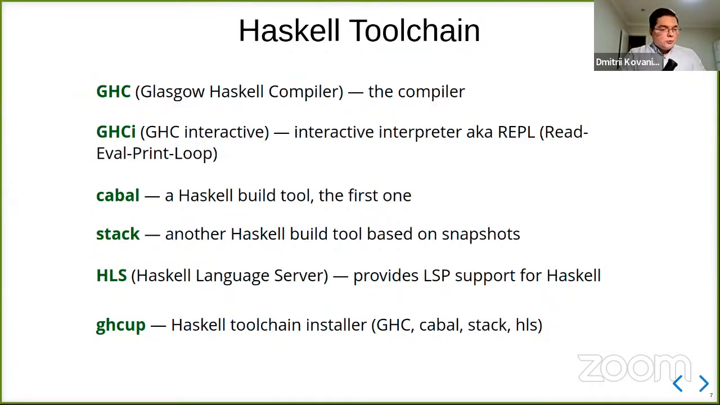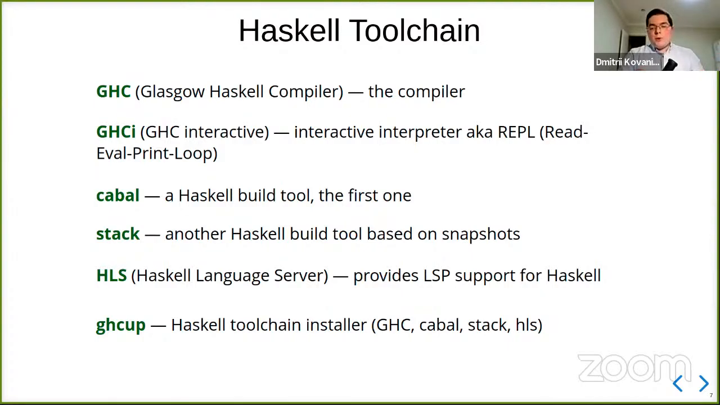These are the main tools in the Haskell ecosystem. The main one is GHC, which is the Glasgow Haskell Compiler. This is a compiler for the language. It takes your code and produces the program that works with it, and also does some optimization. This is the main compiler. There is GHCi, which is an interactive interpreter, and we are going to work with this a lot. There are two build tools in Haskell called Cabal and Stack.